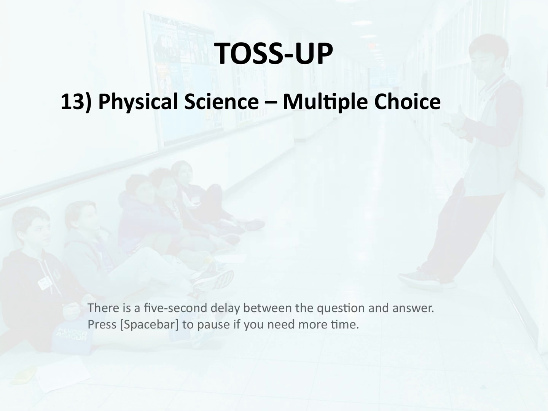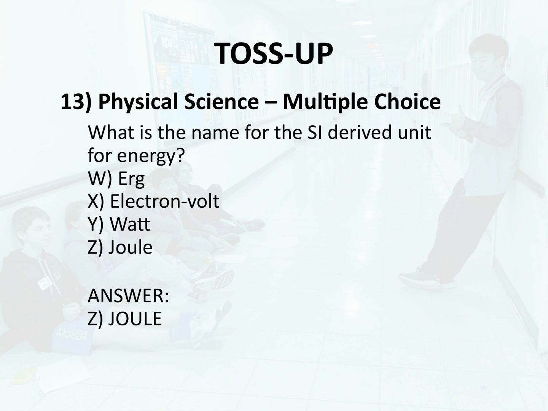Toss-up 13. Physical science, multiple choice. What is the name for the SI-derived unit for energy? W. Erg. X. Electron volt. Y. Watt. Z. Joule. Answer: Z. Joule.